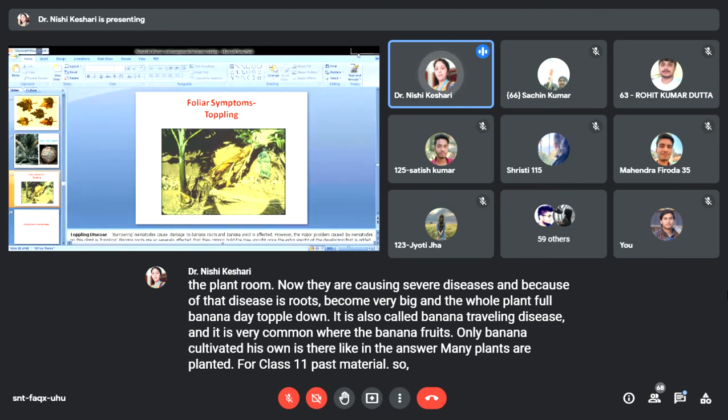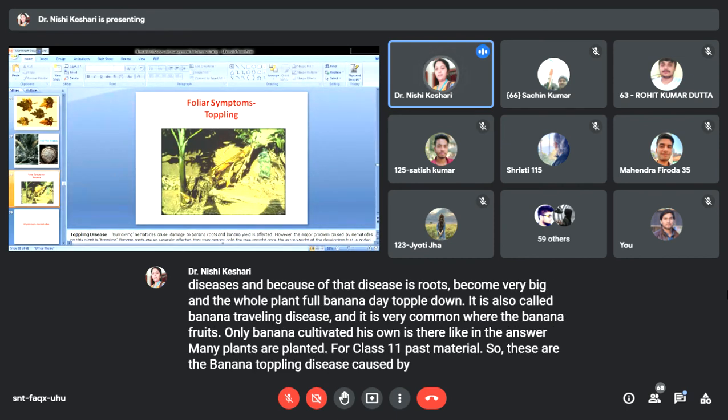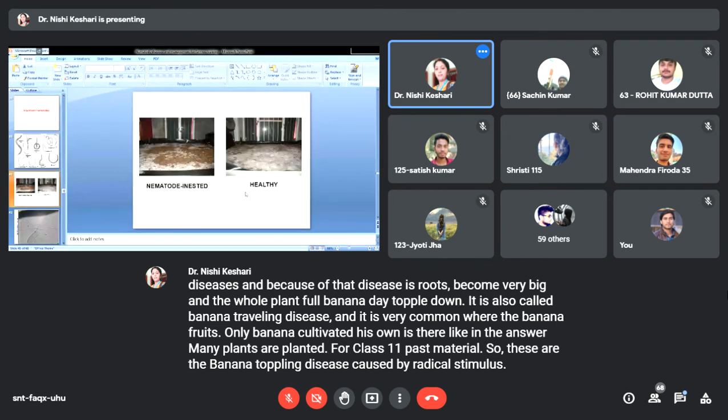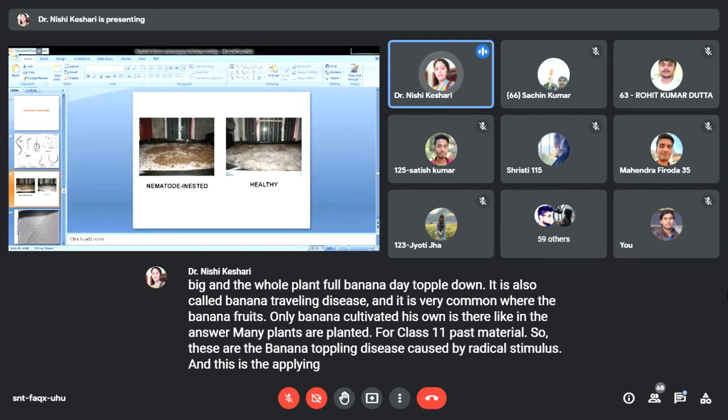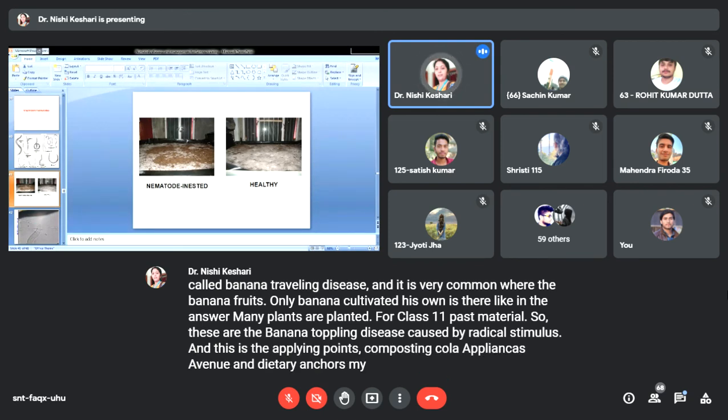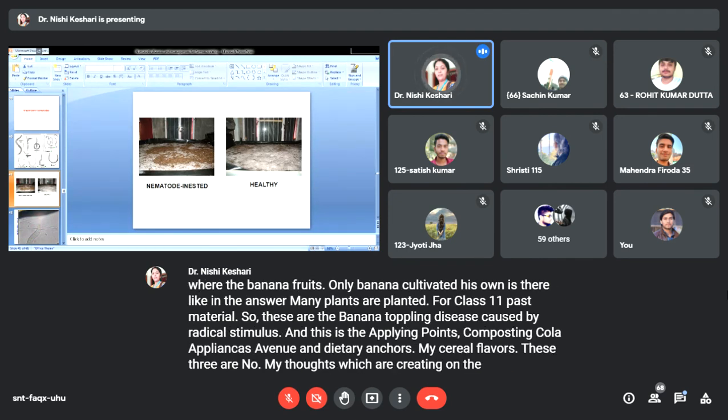So these are the banana toppling disease caused by Radopholus similis, and this is the Aphelenchoides composticola, Aphelenchus avenae, and Ditylenchus myceliophagus. These three are mushroom nematodes, which are feeding on the mushroom spawn.